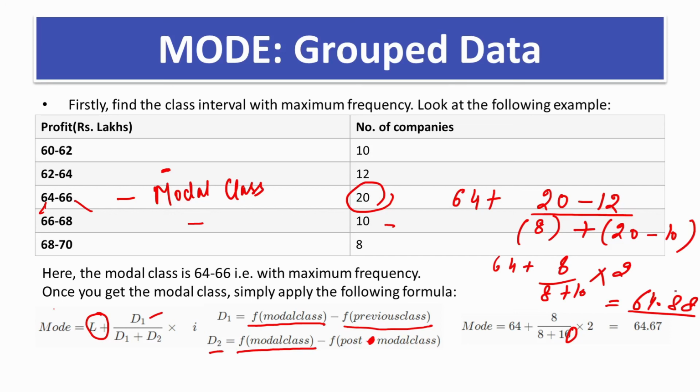Also, always remember that a distribution in which the values of mean, median and mode coincide is symmetrical. But if these values are different, then the data is asymmetrical or skewed. In that case, always remember this relationship: mean minus median is equal to 1/3 of mean minus mode. There is a relationship between mean, median and mode, and we can calculate it using this formula.